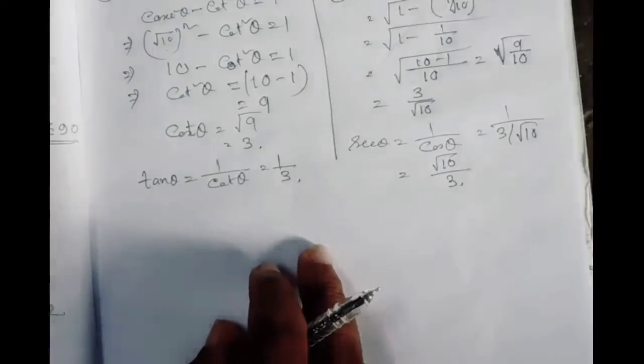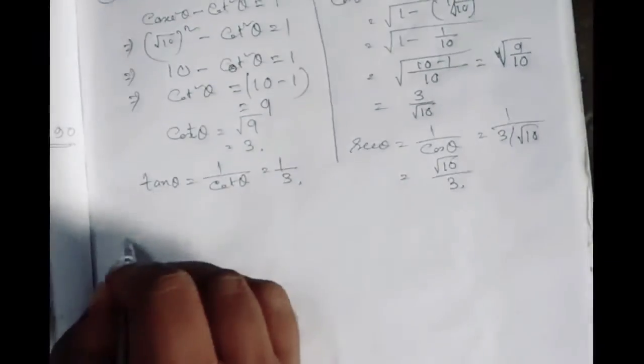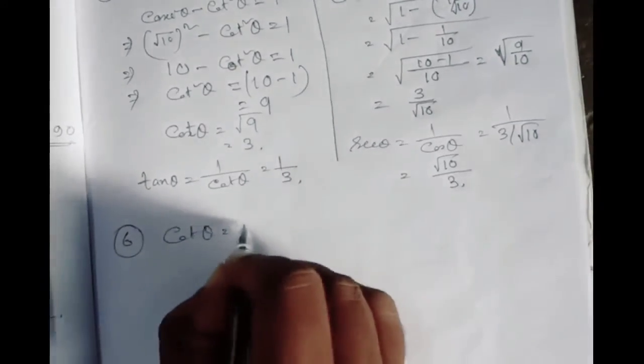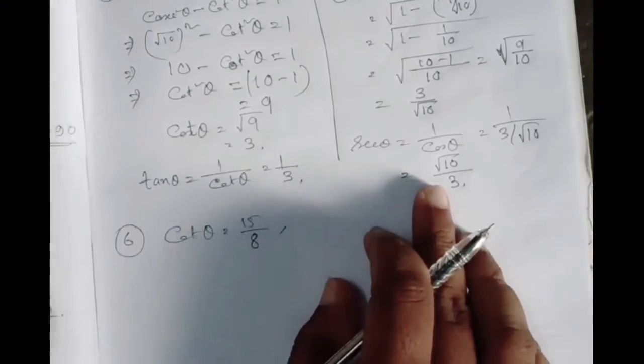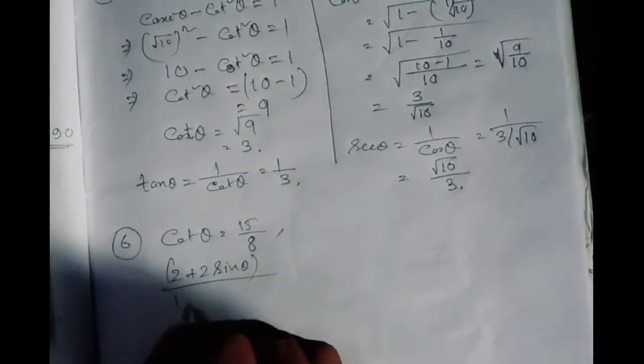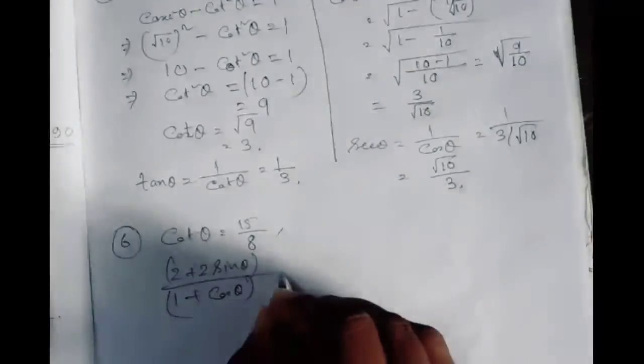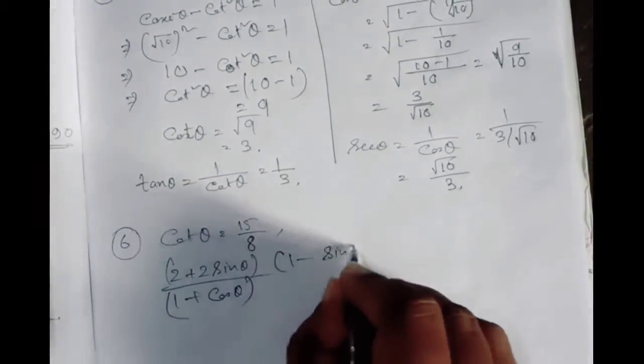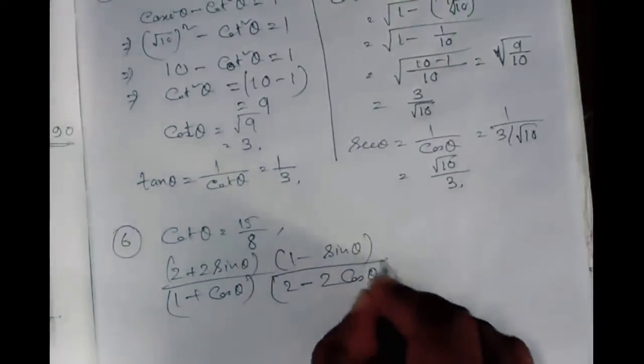Now the question is given, question number 6. As you can see, question number 6, if cot theta is equal to 15 by 8, evaluate this. So cot theta is equal to 15 by 8, so we have to evaluate the value of (2 plus 2 sin theta) by (1 plus cos theta) times (1 minus sin theta) by (2 minus 2 cos theta).